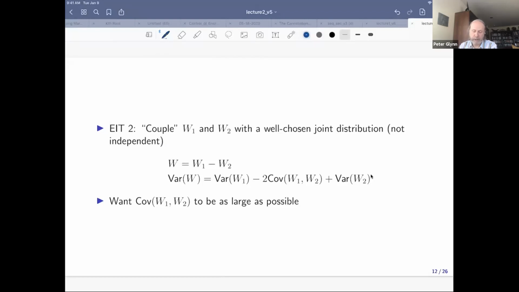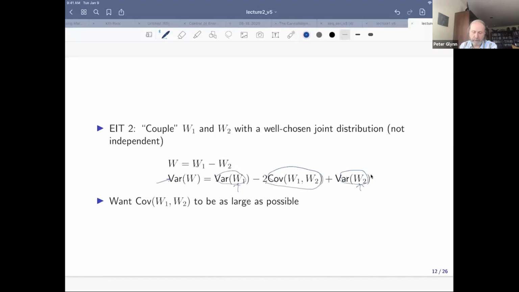Now you try to construct a joint distribution supporting both the random variable W1 and the random variable W2 that has the following nice property, namely if you look at the difference between W1 and W2 and you compute its variance, well, you're obviously going to get the variance of W1, the variance of W2, and here's where the joint distribution comes in. These two quantities obviously just depend on the marginals, but the joint distribution comes in through the covariance between W1 and W2.